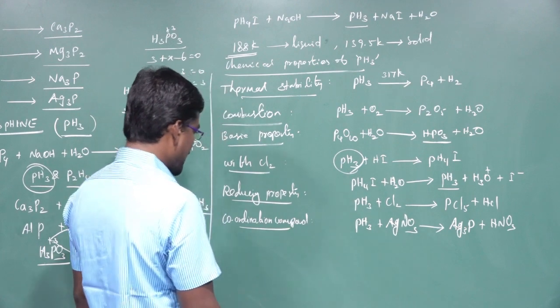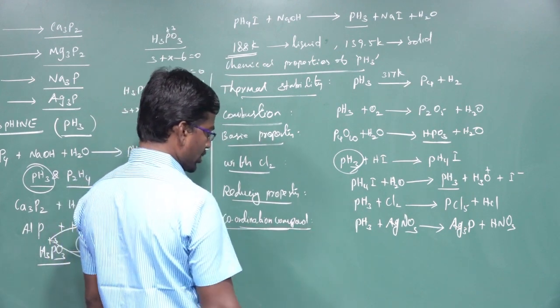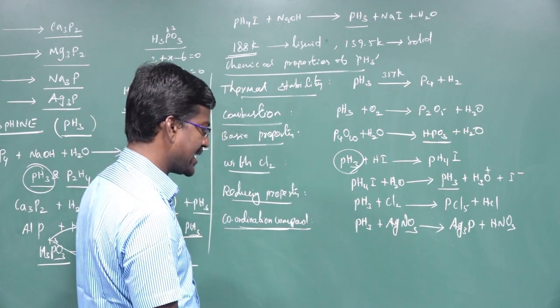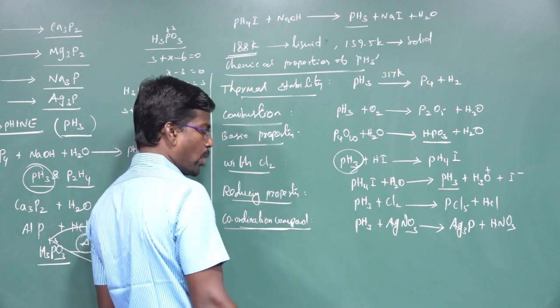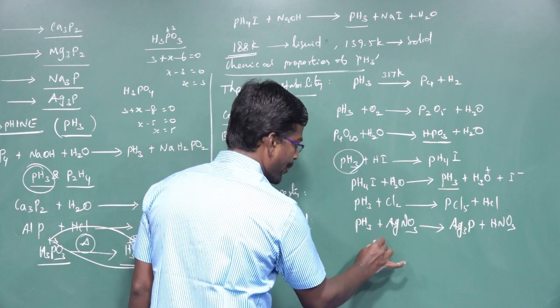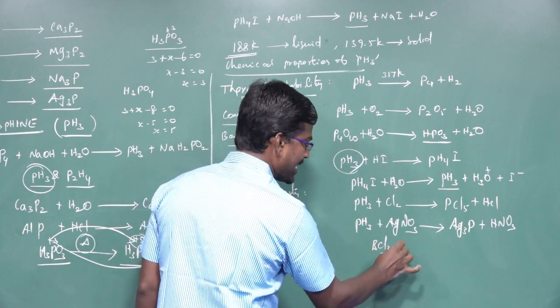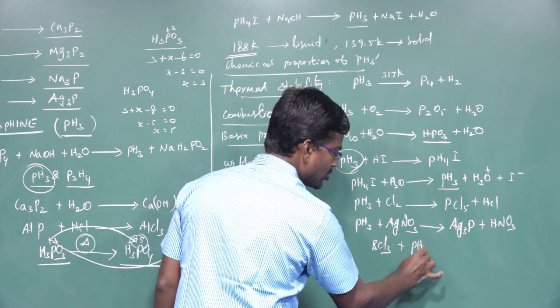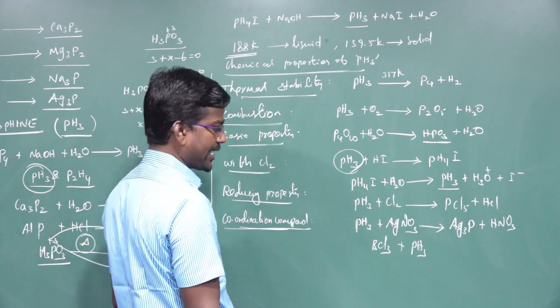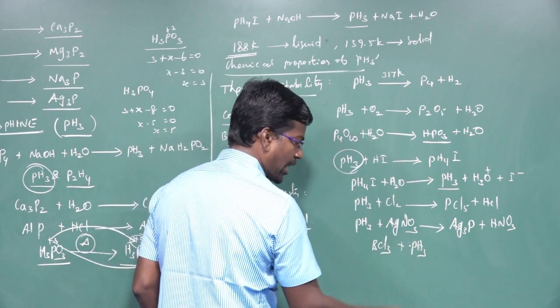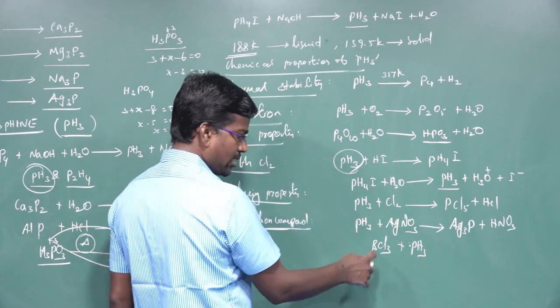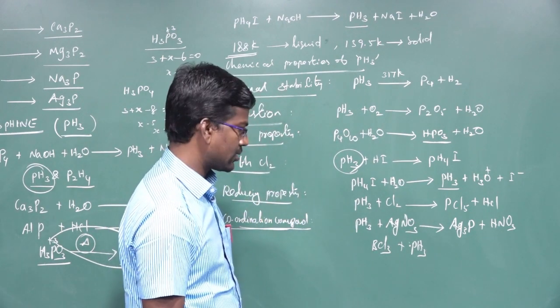Another one, the formation of coordination compounds. Phosphine PH3 reacts with a Lewis acid like boron trichloride BCl3. Phosphine contains phosphorus that possesses one lone pair of electrons, and the boron atom contains one vacant orbital.